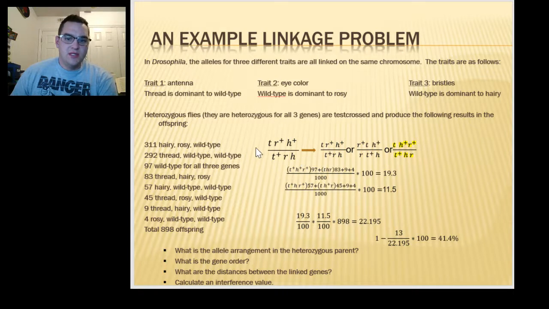So I just take the most dominant one and I put it on the bottom, and then I take the next most abundant one and I put it on the top. So this one is thread, wild type, and that's how you determine the allele arrangement of the heterozygous parent. This is it. That's the answer to A. And then it's asking us what is the gene order.